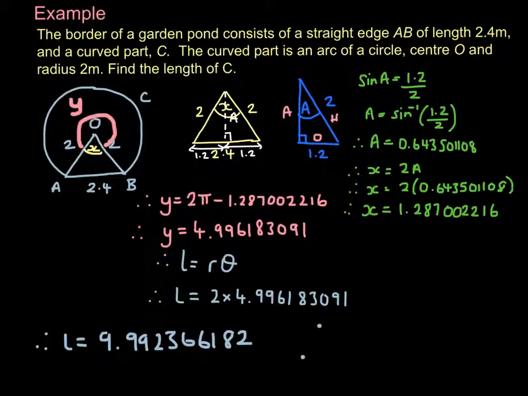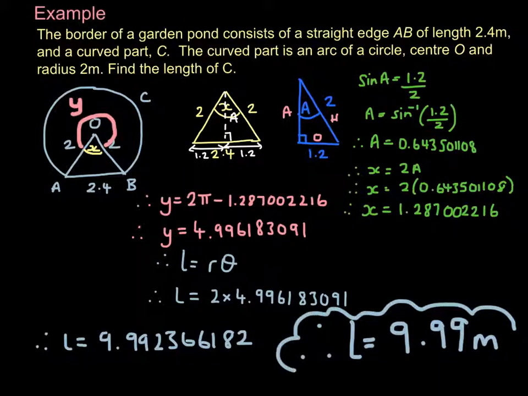Otherwise, if you round all the way through that question, look, there would have been 4 stages where we got rounding errors, which would have made our final answer a bit inaccurate. So you only round right at the end. So length of C is 9.99 meters to 3 significant figures. Okay, right, off you go then and have a go at the questions in exercise 6B.